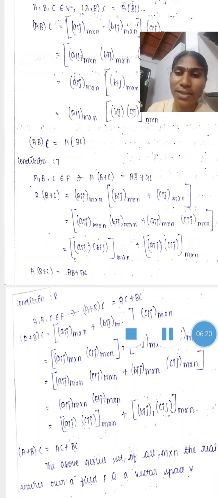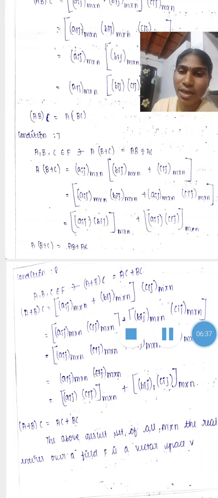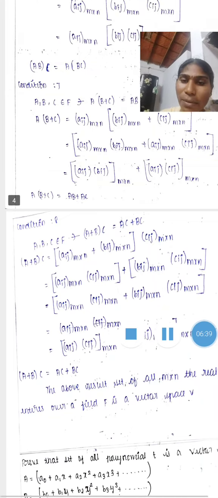So A(B plus C) is equal to, A is defined by Aij m cross n and Bij m cross n plus Cij m cross n. So multiply Aij: Aij Bij plus Aij Cij. So combine all those things. Separate Aij Bij plus Aij Cij. So A(B plus C) is equal to AB plus AC.